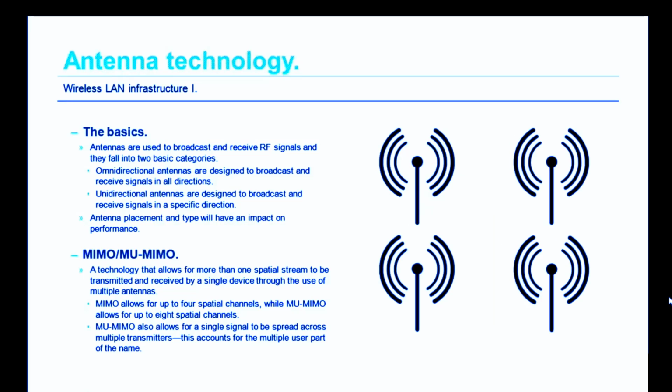Both MIMO and MU-MIMO are technologies that allow for more than one spatial stream to be transmitted and received by a single device through the use of multiple antennas. MIMO allows for up to 4 spatial channels, while MU-MIMO allows for up to 8 spatial channels. MU-MIMO also allows for a single signal to be spread across multiple transmitters. This accounts for the multiple user part of the name.